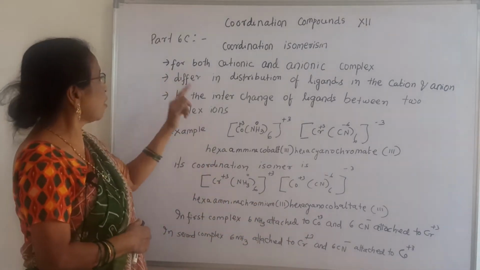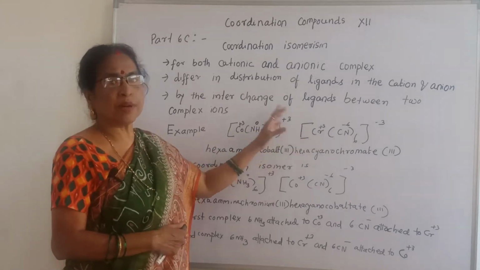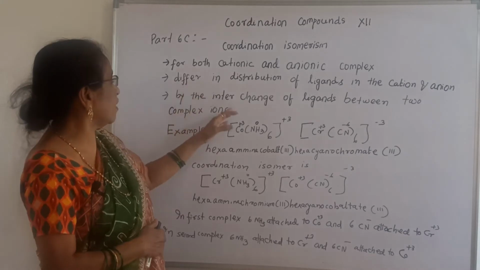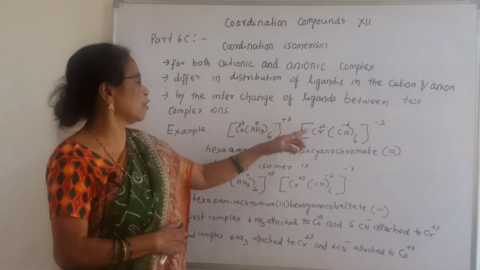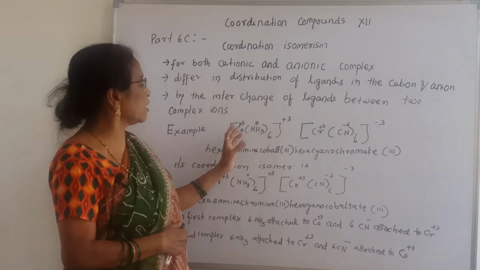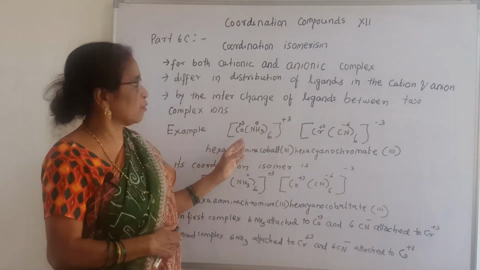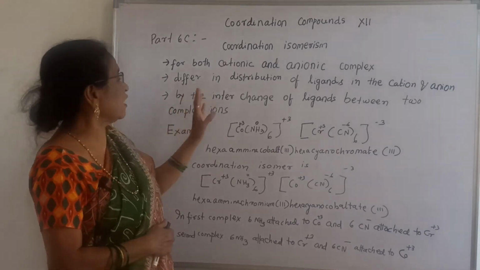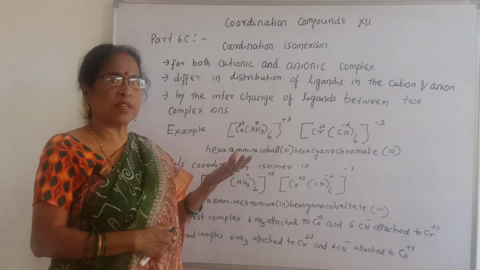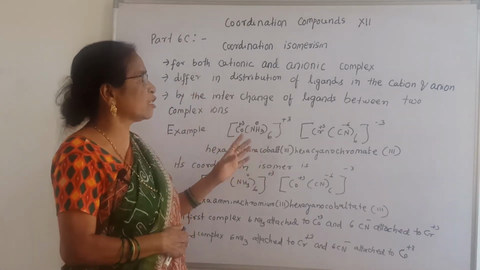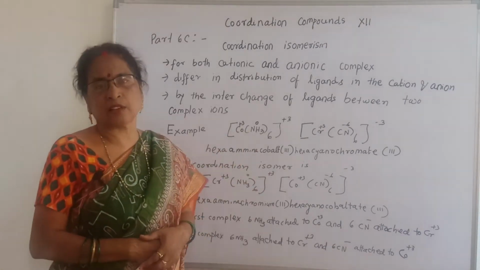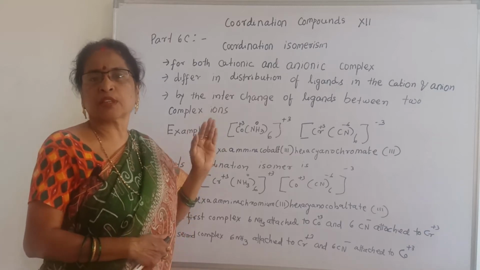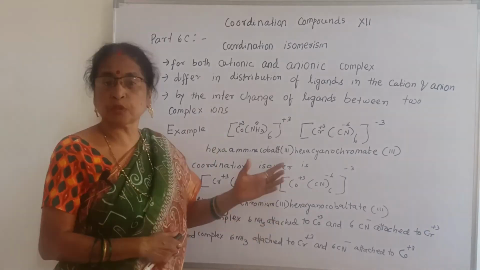See here, it is applicable to both cationic and anionic complexes, and they differ in distribution of ligands. This ligand will come here and that one there, or you can change only the central metal atom so that the cationic part remains with a plus charge. Indirectly, you can say it is the interchange of ligands between two complex ions. But always remember, the first part should be the cation and the next part should be the anion.